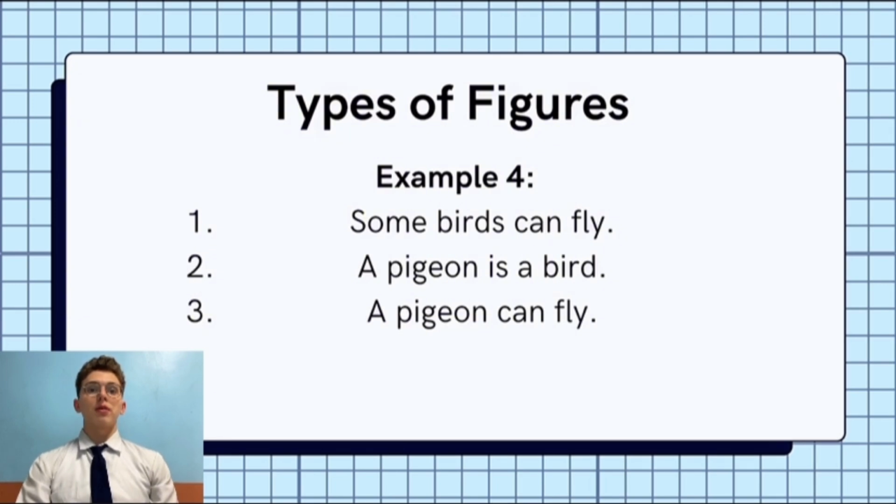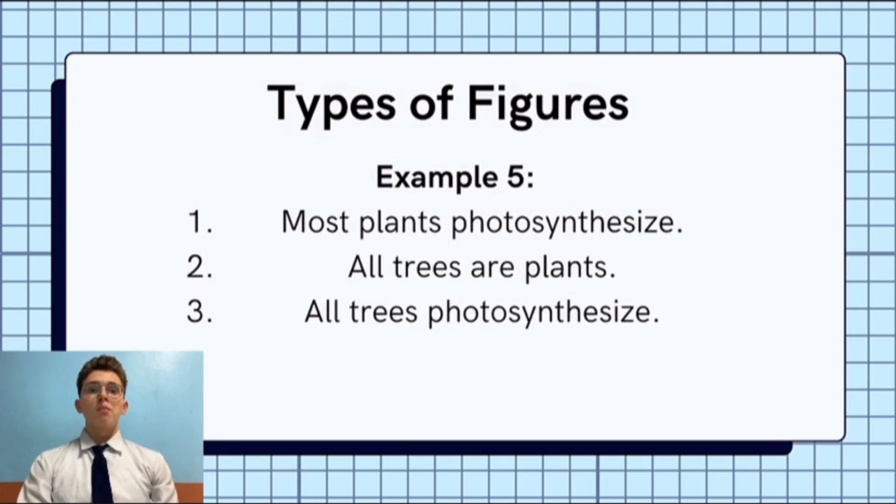The final example, example 5. Most plants photosynthesize. All trees are plants. All trees photosynthesize. In the final example, the middle term is plants. In the first premise, it appears on the left, and in the second premise, it appears on the right. Hence, it is a figure 1 argument.